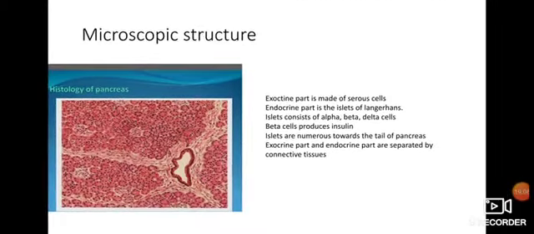The islets of Langerhans are the endocrine part, which is separated from the exocrine part by connective tissue. Nothing else is there to separate these exocrine and endocrine parts. The islets of Langerhans consist of 3 types of cells: alpha cells, beta cells and delta cells. Beta cells produce insulin.